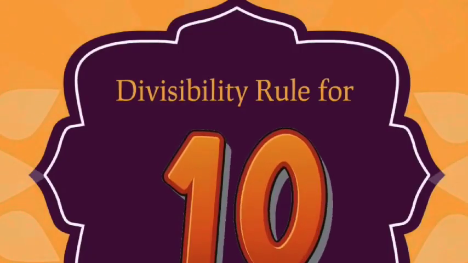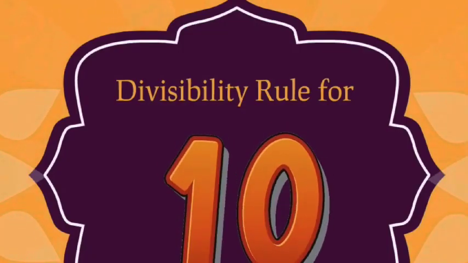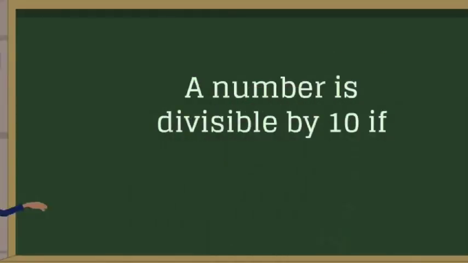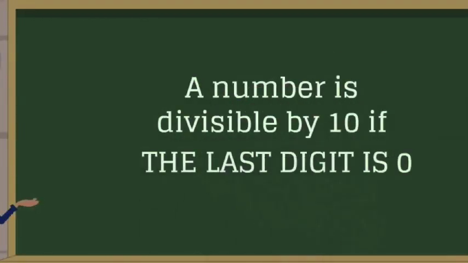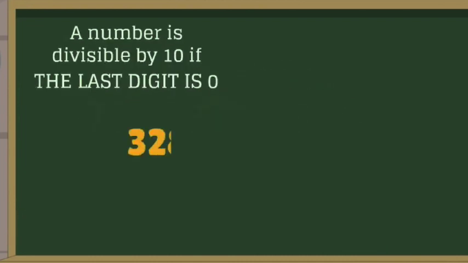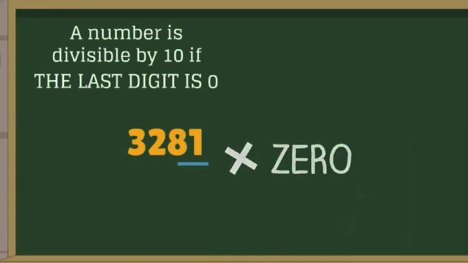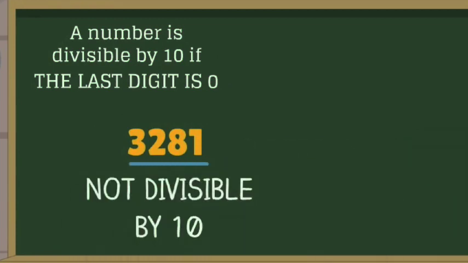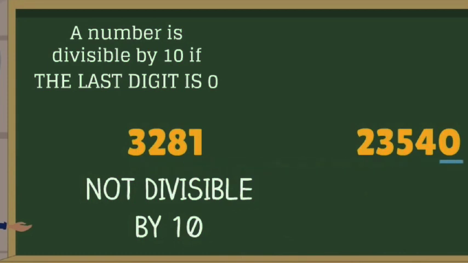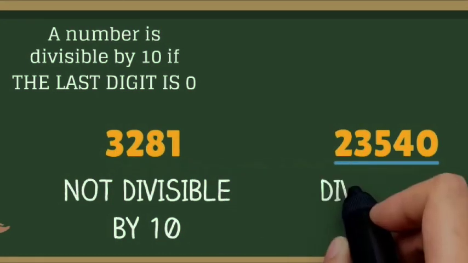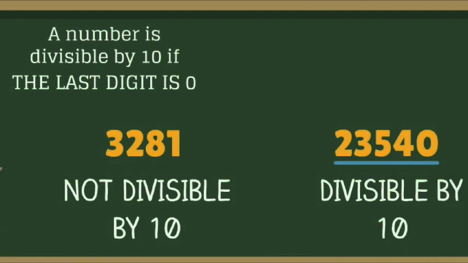Divisibility rule for 10. The divisibility rule for 10 is nothing but checking that the last digit is 0. For example, 3,281, the last digit is not 0. So it is not divisible by 10. However, 23,540, the last digit is 0. So it is divisible by 10. Easy. It is not a big deal.